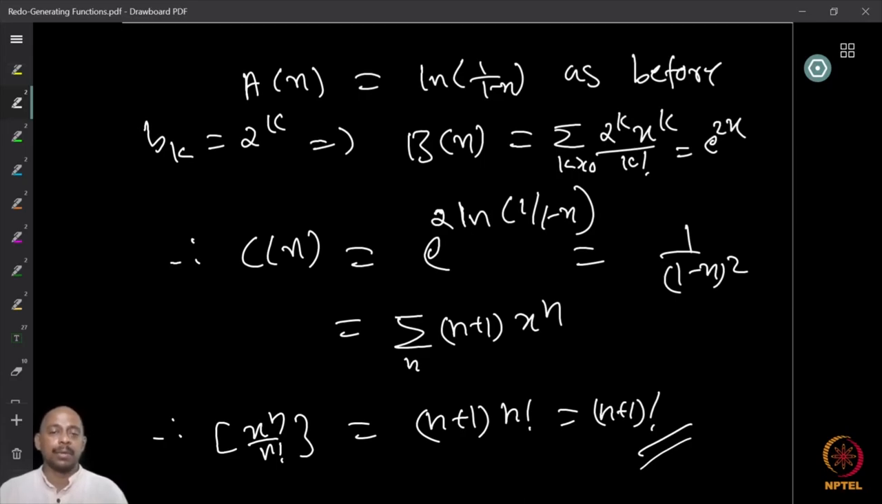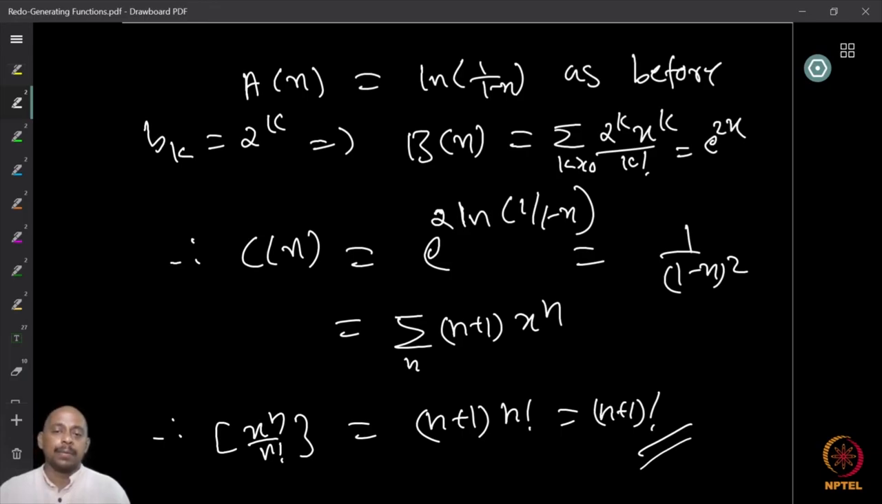And this is kind of surprising, because when we do this serving of juice or water, 2 raised to k is coming, right? We would feel that a factor of 2 raised to k must be present somewhere, but that is not the case. So it is nice to see that we get n plus 1 factorial as the number of ways of doing this. So these are two examples of using the composition. One can have several other examples, but let me now go to a few other things.